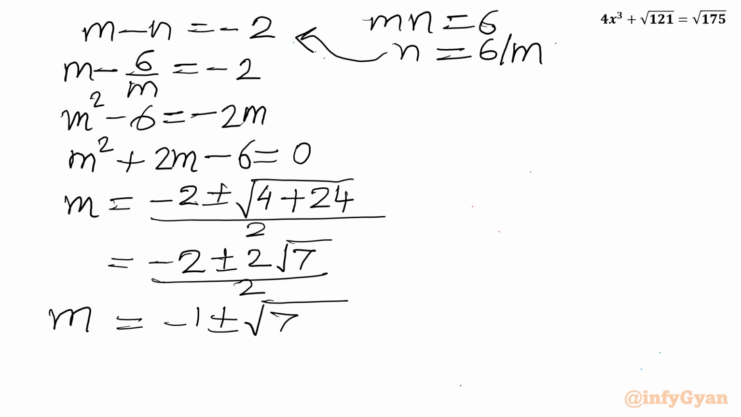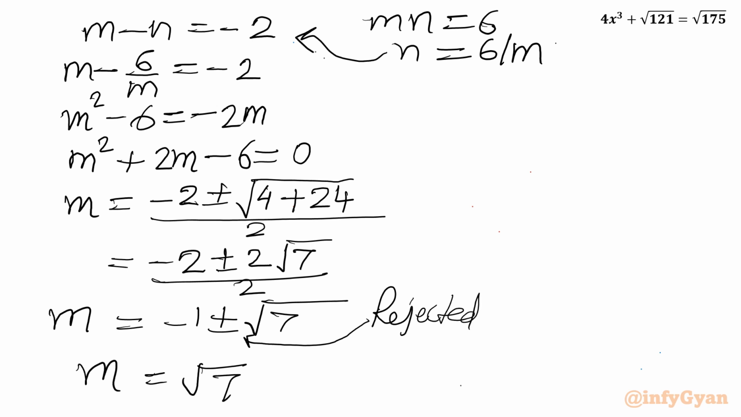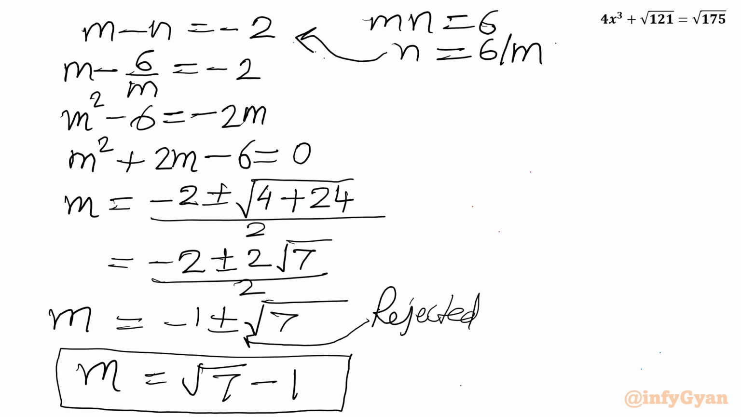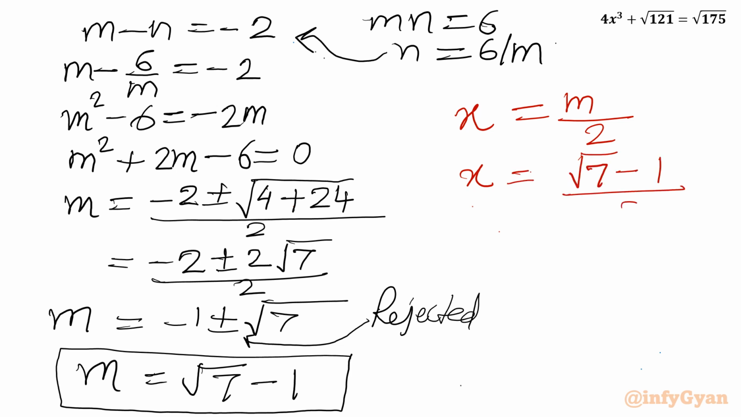Now the condition on m was that m should be positive. So this minus will be rejected. So m will be root 7 minus 1. This will be the accepted value of m. Now x is m over 2. So our answer will become root 7 minus 1 over 2. This is our method number 1.